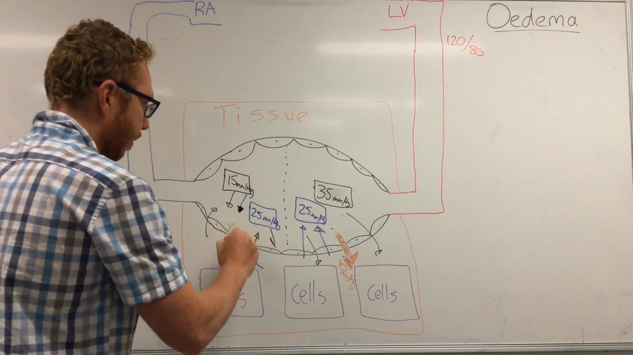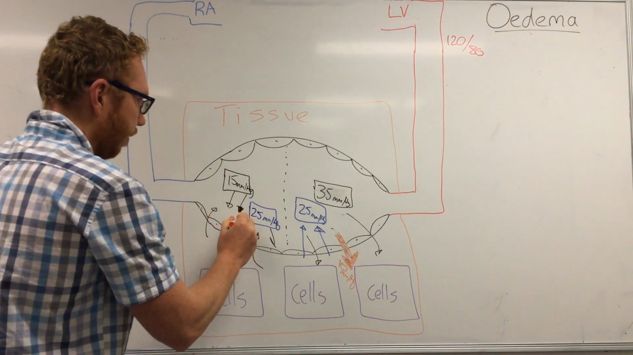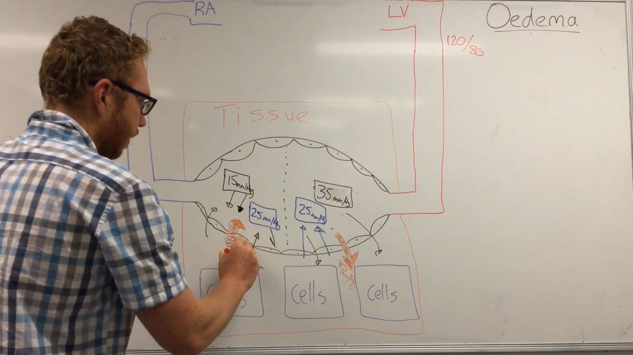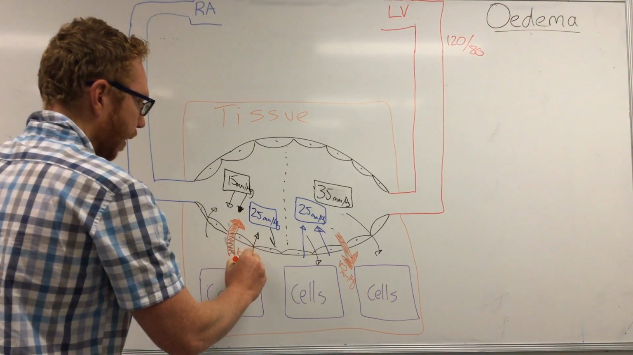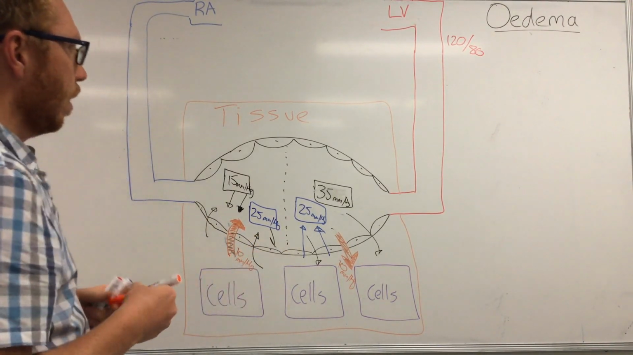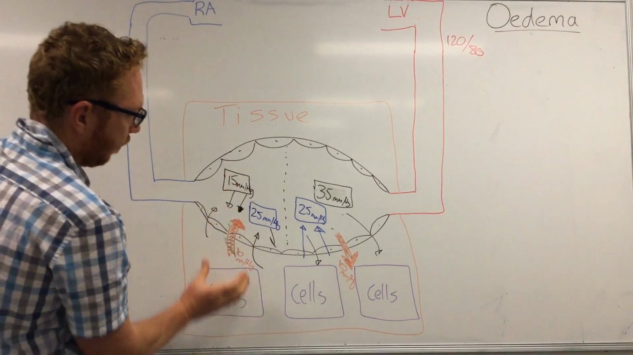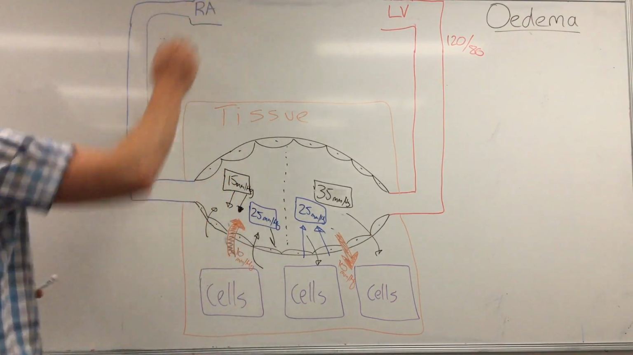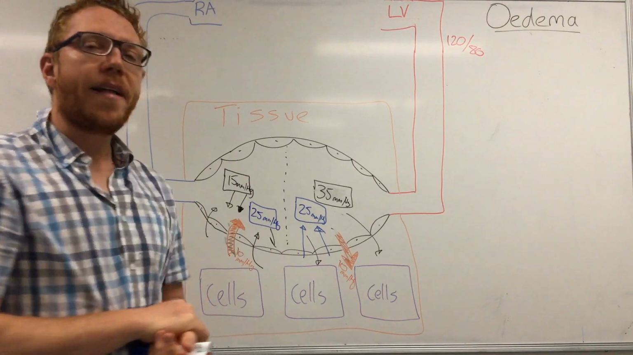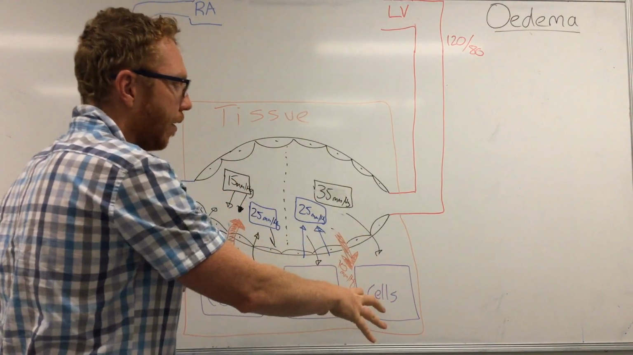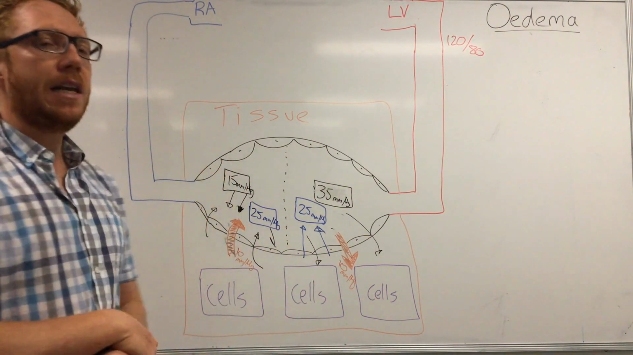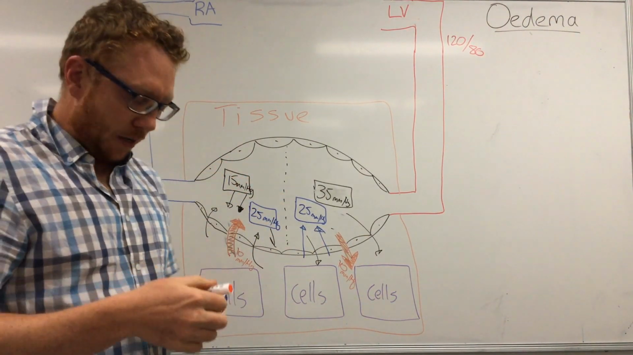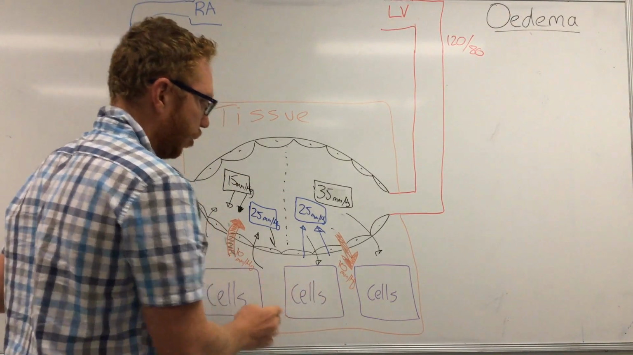So now we have a net filtration pressure of 10 coming back in. So that's going to bring the fluid back into the end of the capillary and then back into the circulation. And that's essentially how the fluid will go out at one end and be brought back in at the other. However, there is one more level of complexity, and that is what's happening in the tissue.